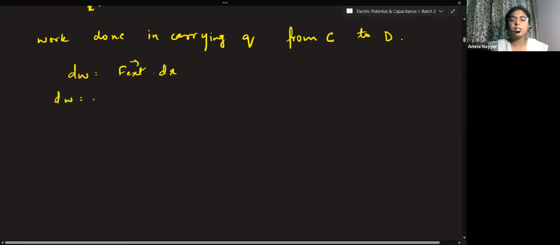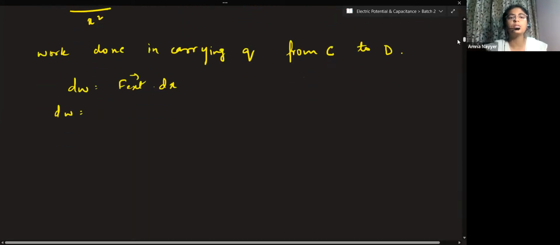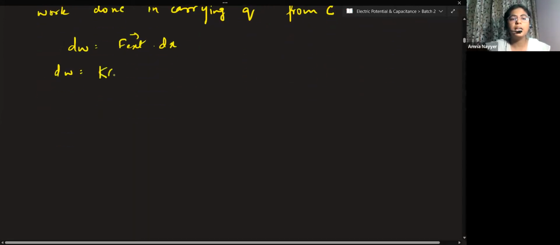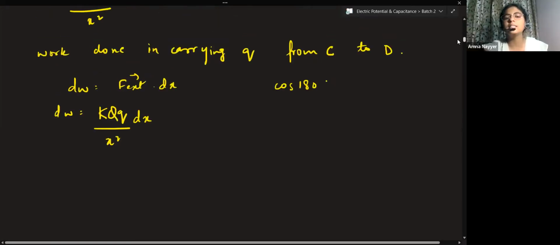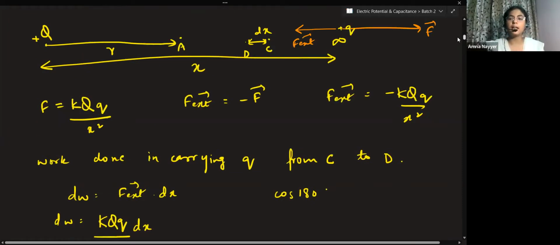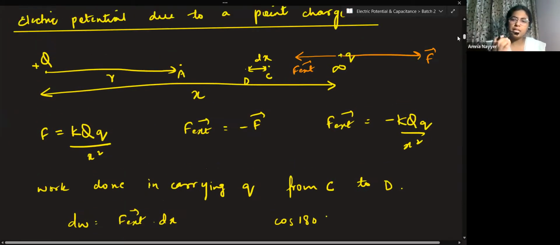So F external is what? If you put the values, you have K capital Q small q by x square. This is the force that you have. Displacement is dx. Now see, cos 180 will be there. Don't consider F external right now, because this force is basically your main force. So we are just putting this now, and we'll automatically get the negative sign in our answer.